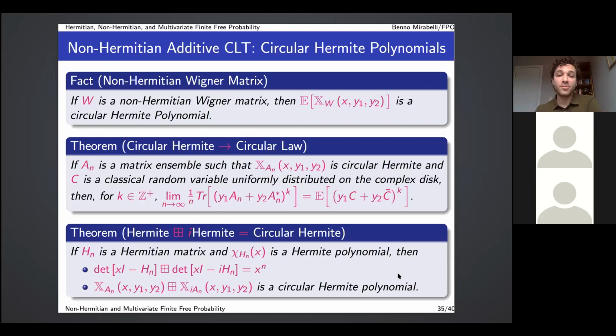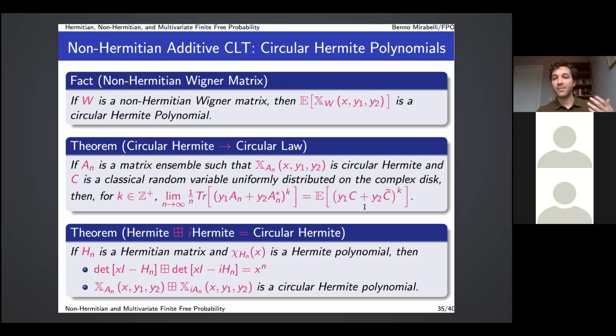It relates to free probability, where actually if you take the relaxed star moments that are implied by the circular Hermite polynomial and let the degree, lowercase n, go to infinity, then those relaxed star moments converge to the relaxed star moments of the uniform distribution on the complex disk, which is actually the additive central limit theorem distribution in non-Hermitian free probability. So that's the comparison we would hope for again.